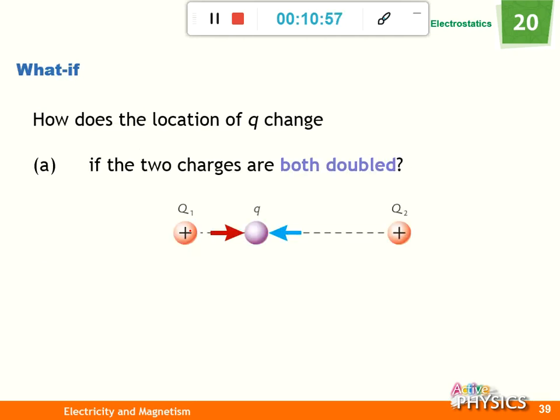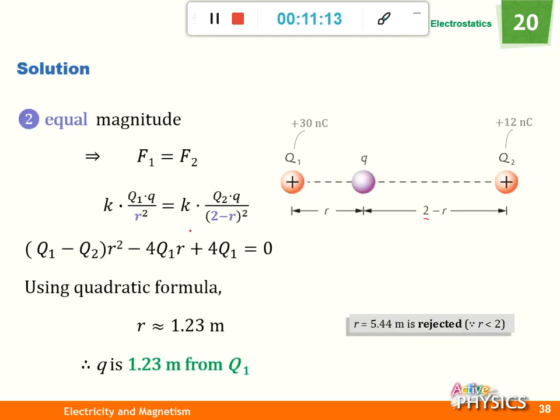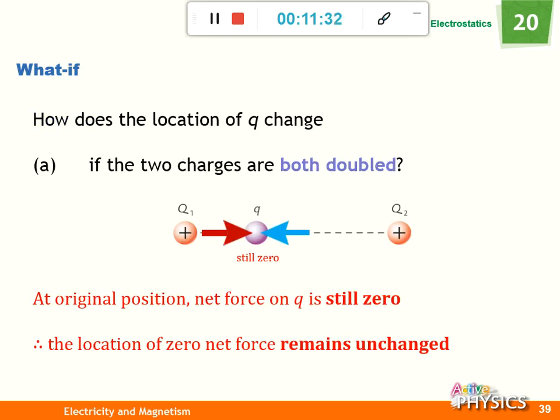A what-if question. How does the location of Q change if the two charges are both doubled? Both doubled. Then what happened? Okay, at the original position, the net force on Q is still 0. Go back to this formula. Q1 is doubled, Q2 is doubled. It means that the 2 and 2 cancel. The final answer will be the same equation, same answer. Okay, the location of zero net force remains unchanged.